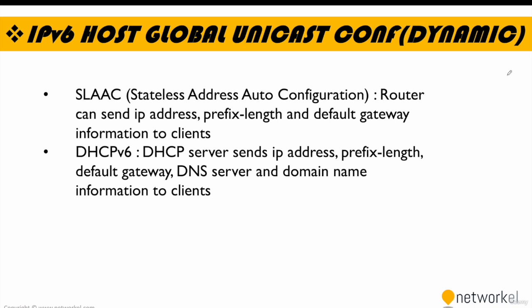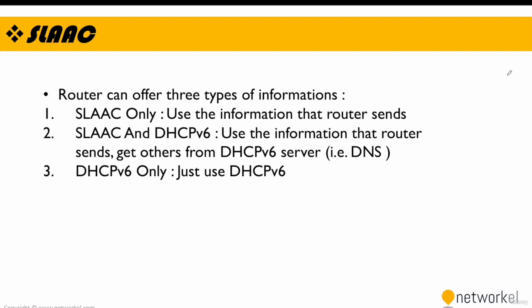So to configure an IP version 6 host with a global unicast address, we have two options, guys, and they are SLAAC and DHCP version 6. In the SLAAC option, the router can send the IP address, prefix length, and default gateway information to the clients. In the DHCP version 6 option, the DHCP server is the one sending the IP address, prefix length, default gateway, and DNS server options.